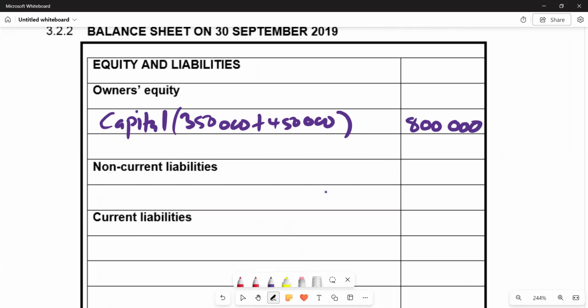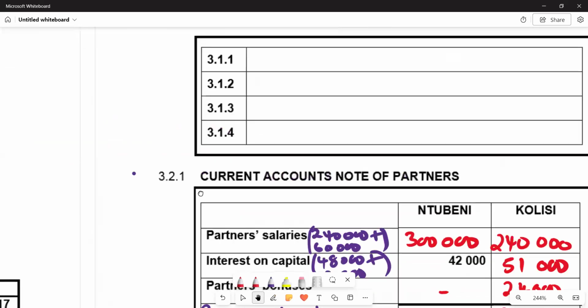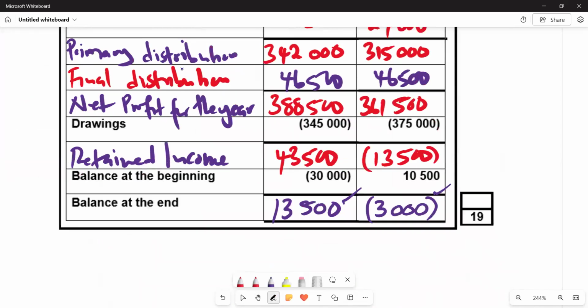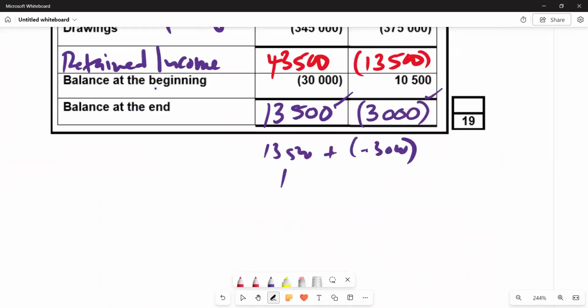And then we go to current accounts. These are the balances that we need to take from the previous current account that we prepared. We have got 13,500 and a negative 3,000. So basically, we add the two. It's going to remain as 13,500 plus negative 3,000. Obviously, a negative and a positive will give you a negative. So 13,500 minus 3,000.